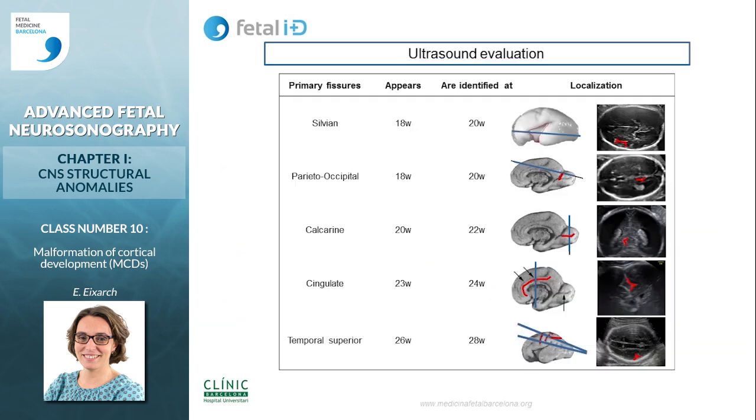The evaluation of the cortical development can be done through ultrasound by assessing the appearance of fissures, which are sylvian, parieto-occipital, calcarine, cingulate, and superior temporal. We should assess not only its appearance, but its morphology as well, because this could tell us the maturity of the cortical development. This assessment sometimes can be difficult for ultrasound.